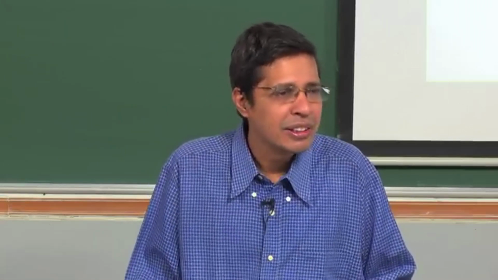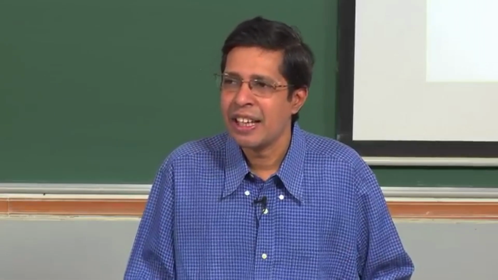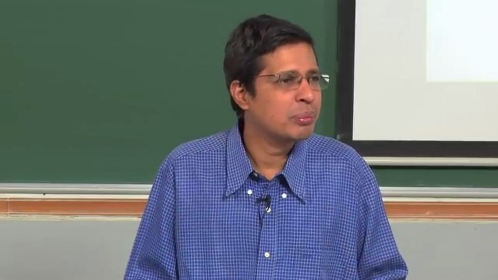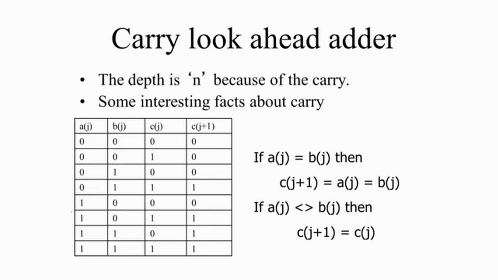So then what do we need to do? Let us take the truth table of carry and start looking at it with great interest. This is the truth table of the carry, with Aj, Bj and Cj, and this is Cj plus 1. Now let us see what is going to happen here.